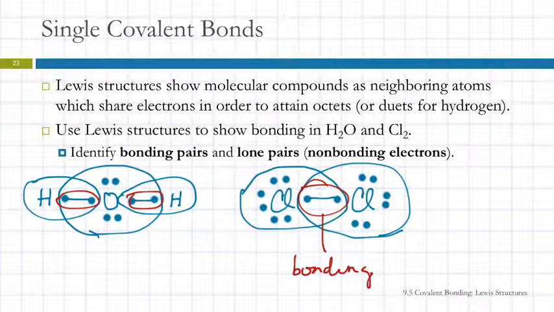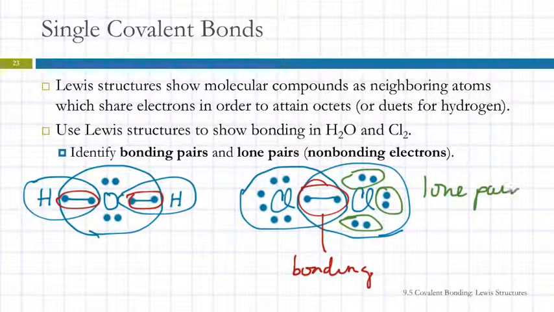And then we also have non-bonding pairs. We usually call them lone pairs because they're off alone. So we got a lone pair here, a lone pair there, and a lone pair here. And then this chlorine has 3 lone pairs. This oxygen has 2 lone pairs. Identifying those is going to be important later when we talk about predicting shapes of molecules.